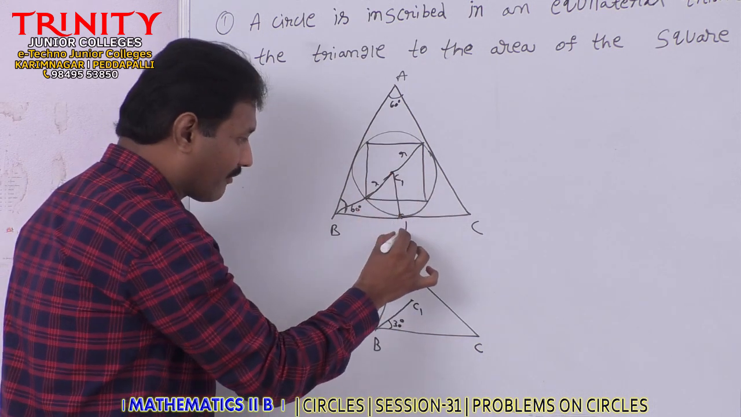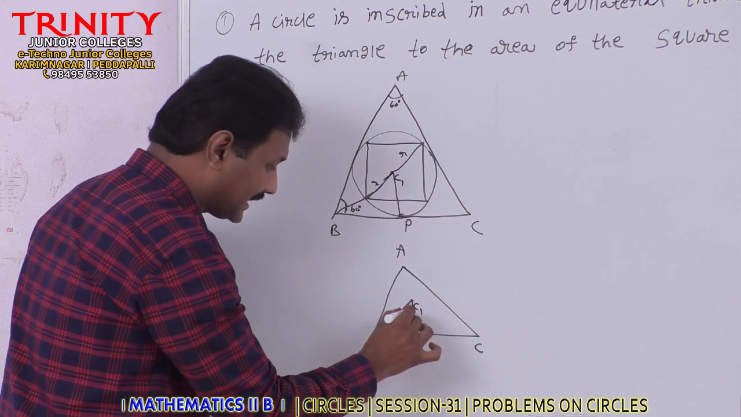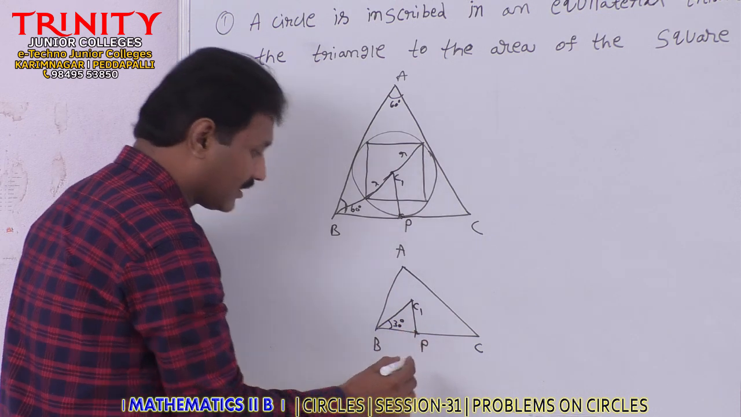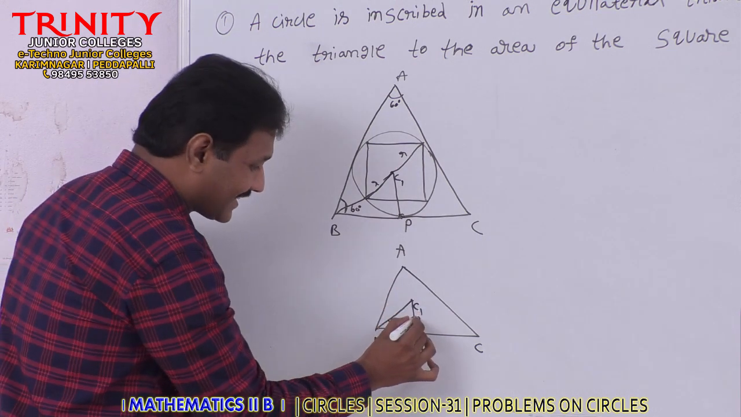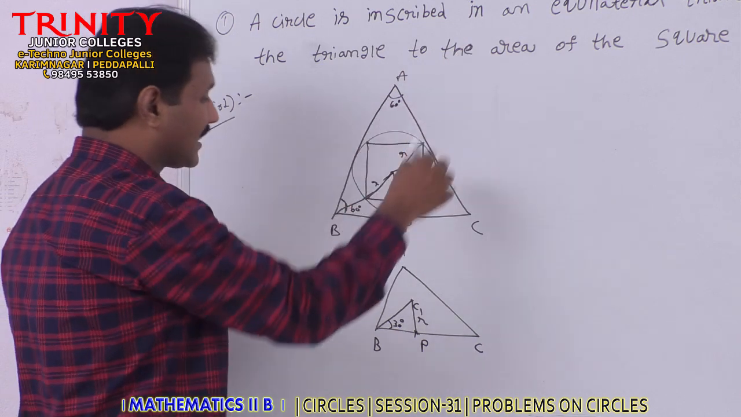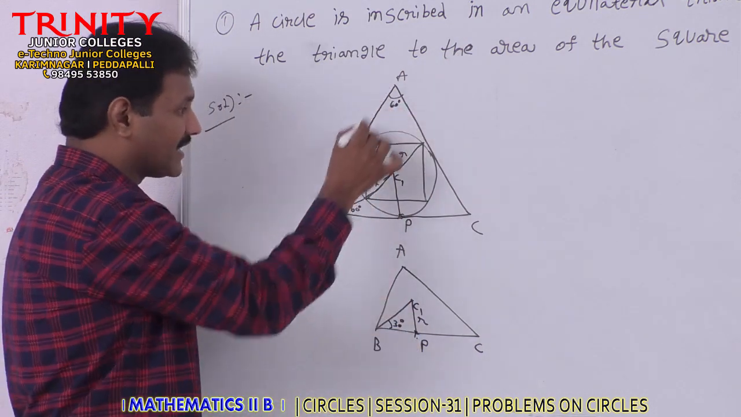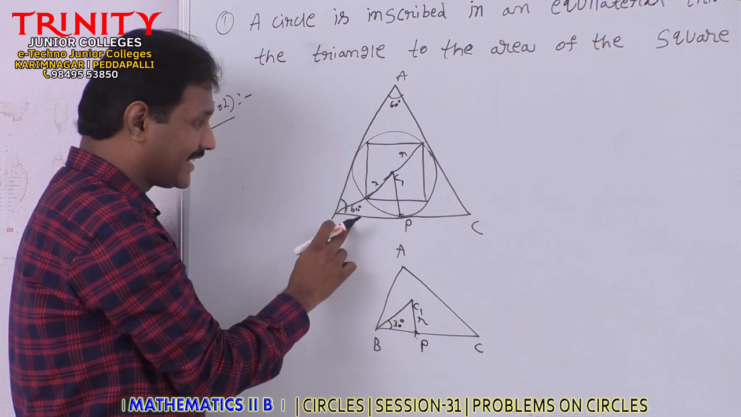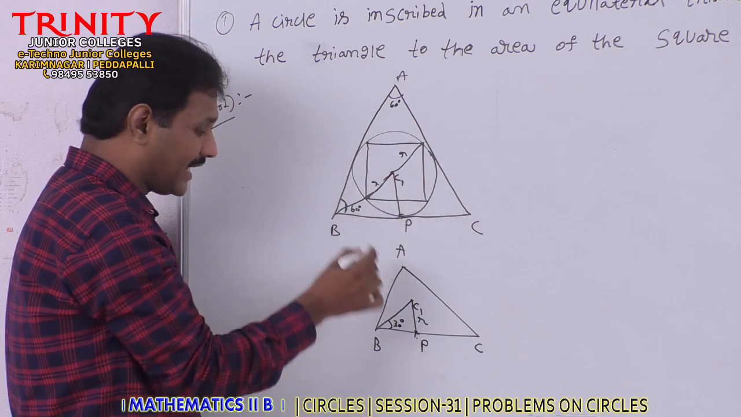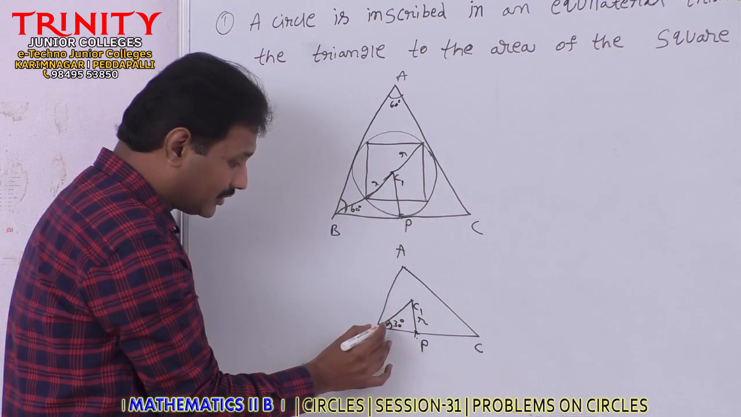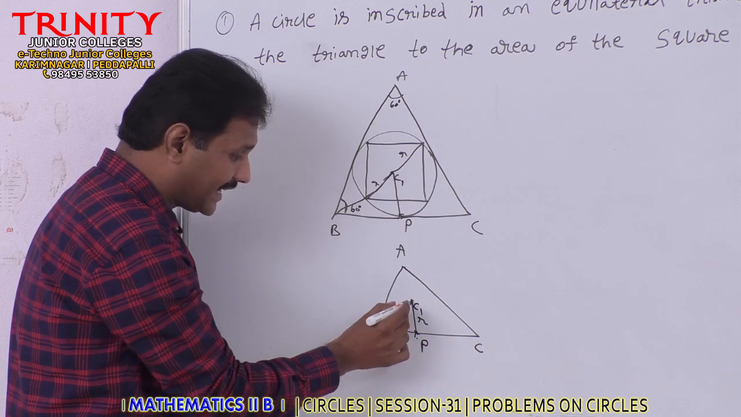This is the point of contact P. This is the radius, small r. The radius of the circle will be taken as small r. Actually, this is an equilateral triangle, and the total angle is 60 degrees. The line joining C1 and B is an angle bisector. Therefore, this forms 30 degrees.